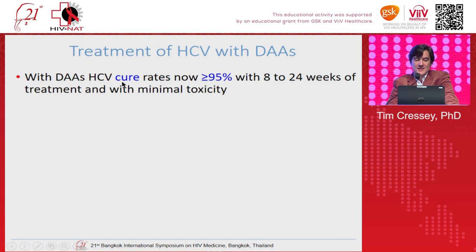We know that with these DAAs, cure rates are more than 95% with 8 to 24 weeks of treatment, depending on the genotype and the source. With minimal toxicity, so very, very effective. Going from very toxic ribavirin and peg interferon, which were not working, to suddenly having a 95% cure rate is quite a big change in the last 10 years.